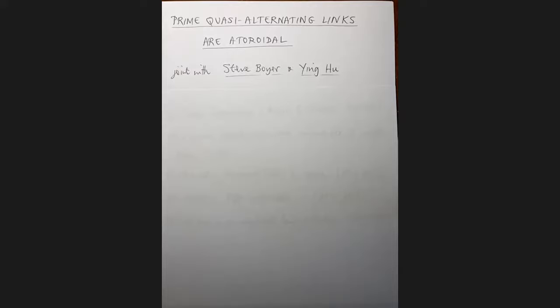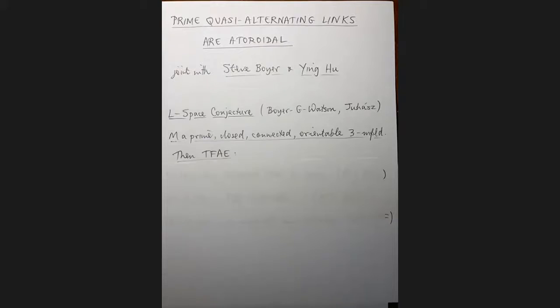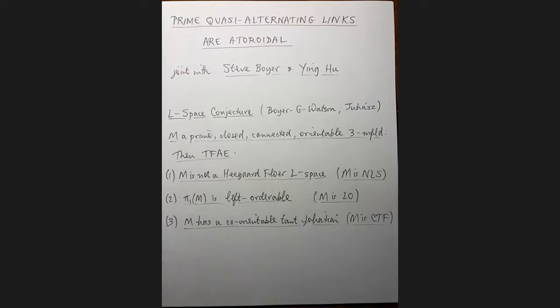So lurking in the background to all this stuff is the L-space conjecture. Let me remind people about this. It says the following: if you have a prime closed connected orientable three-manifold M, then the following three conditions are equivalent. The first is that M is not an L space in the sense of Heegaard Floer homology, and we'll abbreviate that by saying that M is NLS.